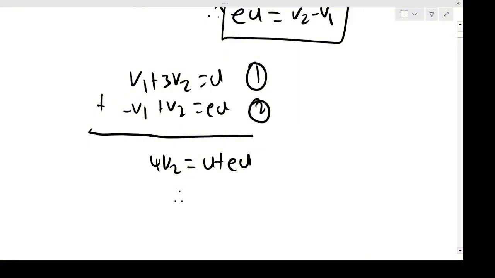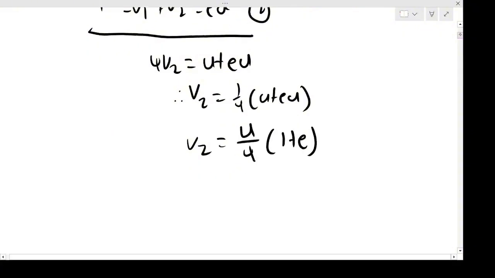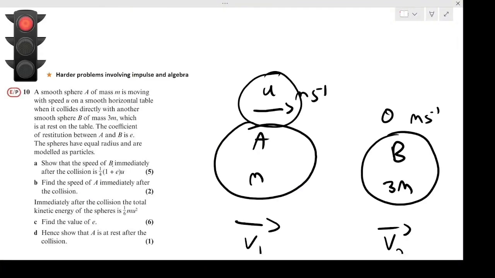Then I can just divide to say v2 is then just a quarter lots of u plus eu. And actually we can factor a u out. So lastly we can say v2 is u over 4 lots of 1 plus e. And that matches the expression they've got here. Effectively, so there's my answer. That's the speed of B.